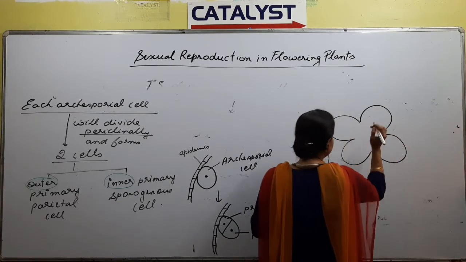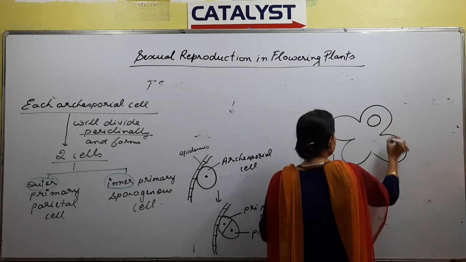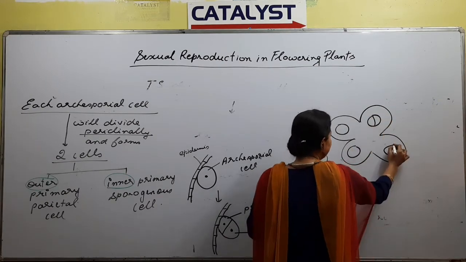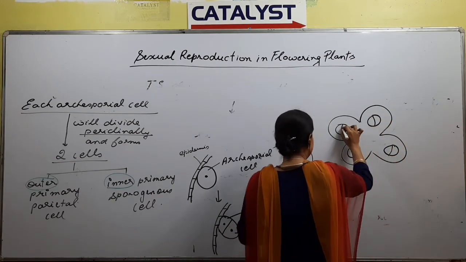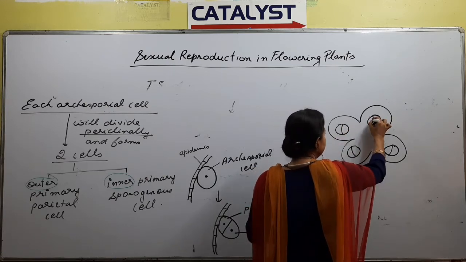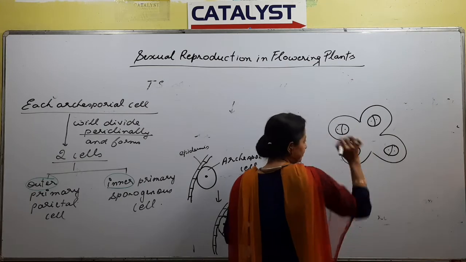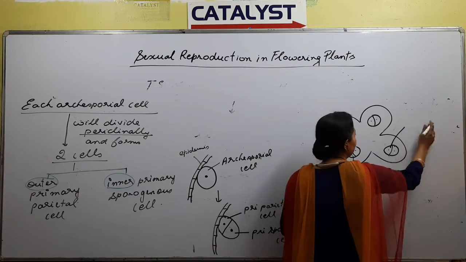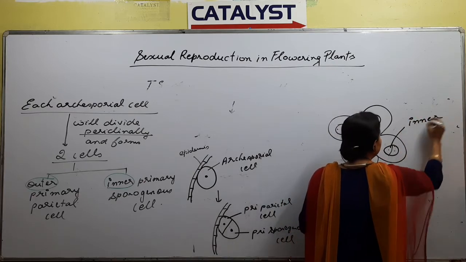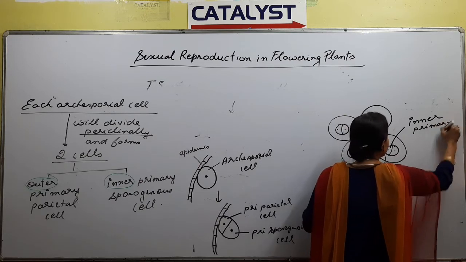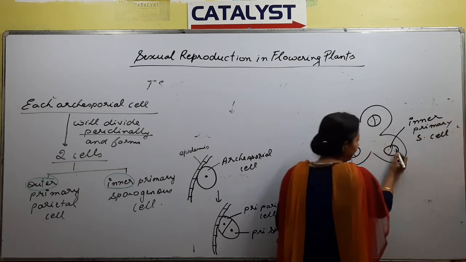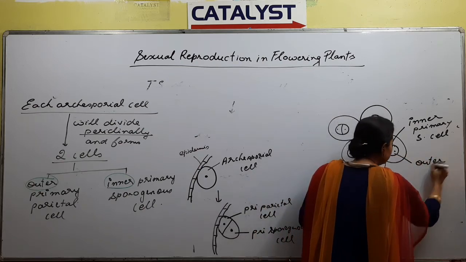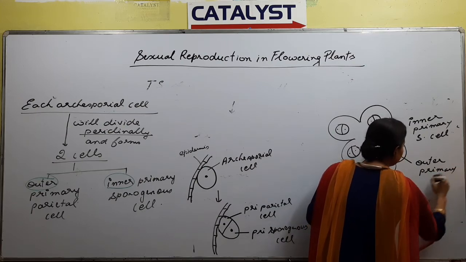right? Something like this. So when the archisporial cell develops, right? This archisporial cell will divide periclinally and ultimately will form two cells. This one, this, and this, right? The cell that is towards the inner portion, this part is called the inner primary sporogenous cell. And the cell which is on the outer side, this cell is called the outer primary parietal cell.